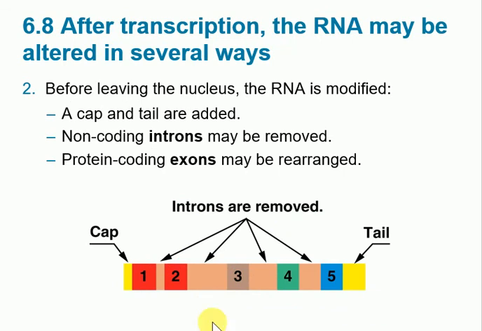So in this part, you have the introns that you're going to cut, and all these that have the numbers, these are the exons that you need. Put them together, and add the cap and the tail.